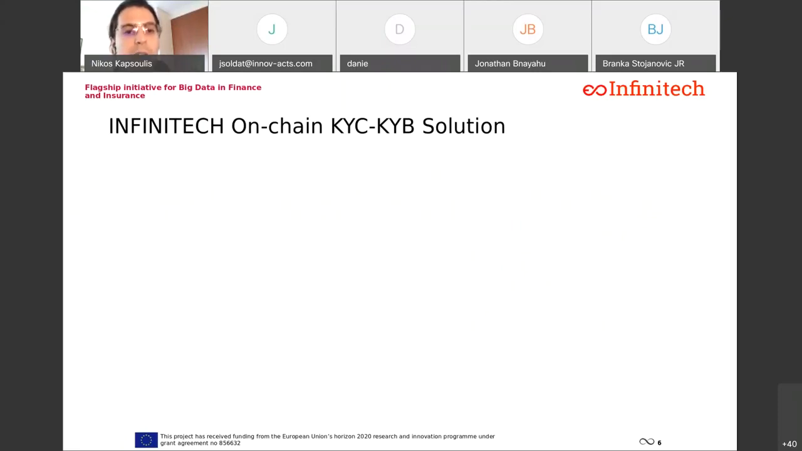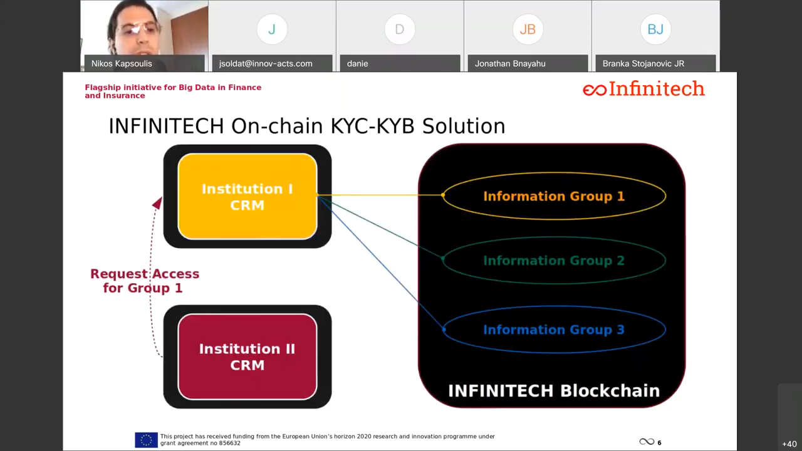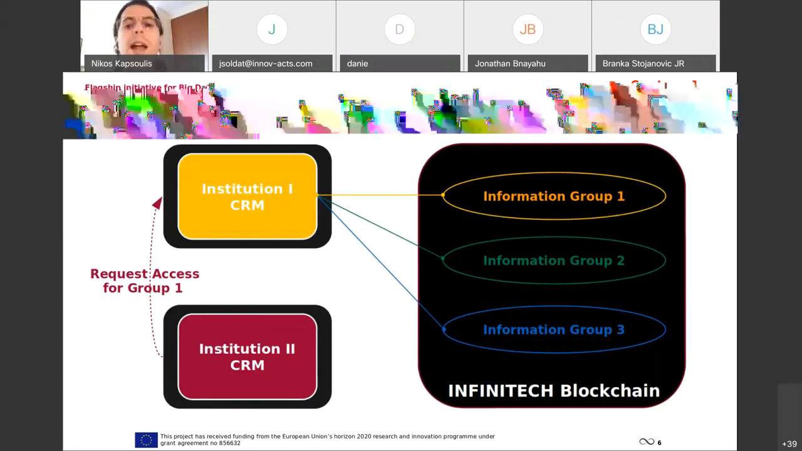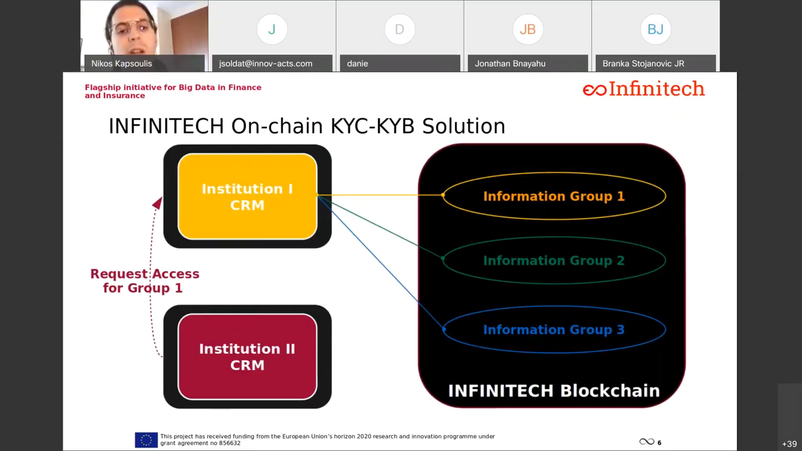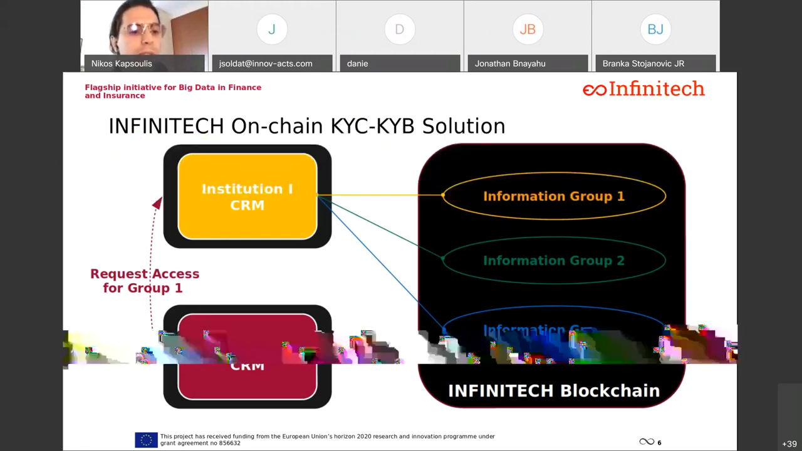Okay. And now we have, as we saw in the video, a simple diagram of our solution where financial institution one has access to several information groups as we have defined, which is data organized inside the blockchain network. The key functionality here is that institution 2 would like to have access to some of these groups and requests them from institution 1. This is the whole concept, and I will explain right now why we want this and what advantage it will give us.